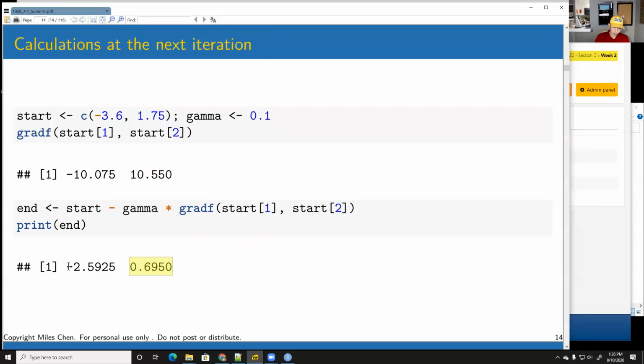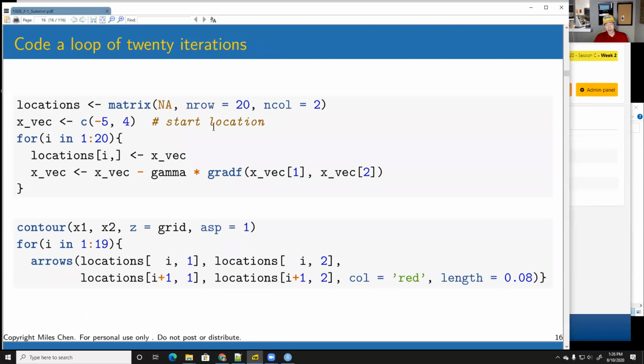Now I'm going to start here, take the gradient, and subtract off gamma times the gradient to get a new ending location. This is a loop of 20 iterations. I start at negative 5, 4. This is my start location. Each row I'm going to add my x vector, and each x vector is the current x vector minus gamma times the gradient, where I calculate the gradient at the x vector at that time. With each iteration, I update my x vector and just repeat over and over. When I'm done, I'm going to plot all of the arrows that start at one location and move to location i plus 1.